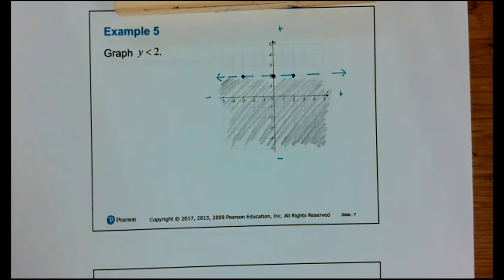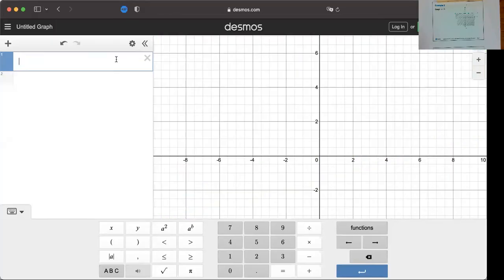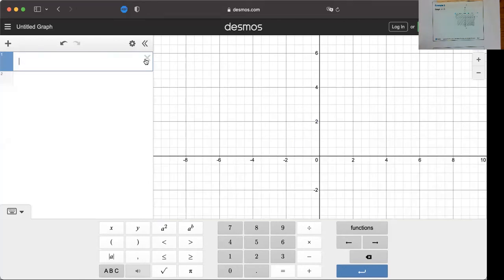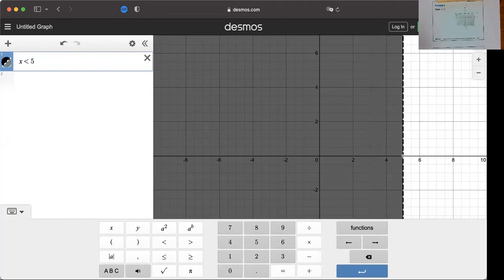Let's do a Desmos. It's been a while. So we have y less than 2. Dashed line shaded below the y or toward negative y. And we can even do the last one. The last one was x is less than 5. Dashed line, everything to the left is shaded.